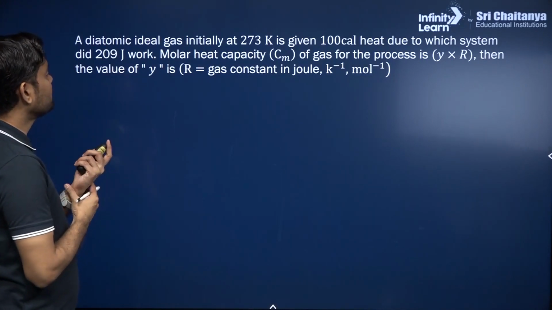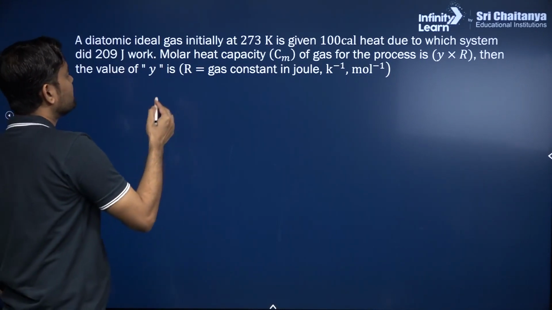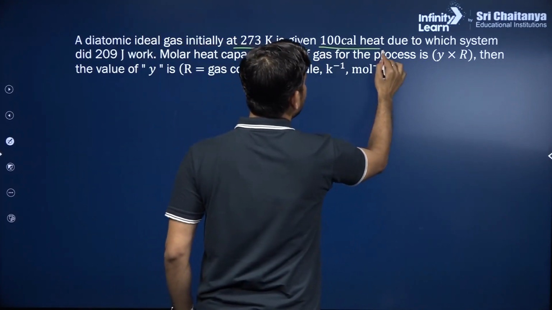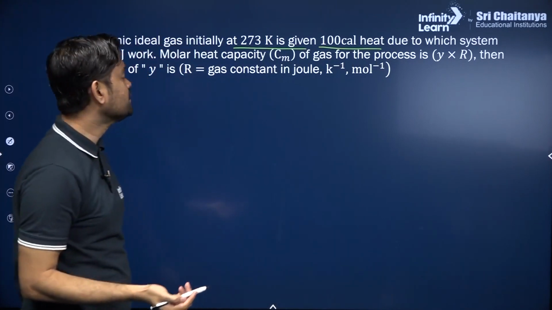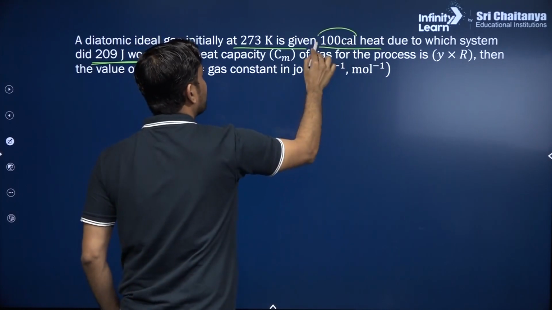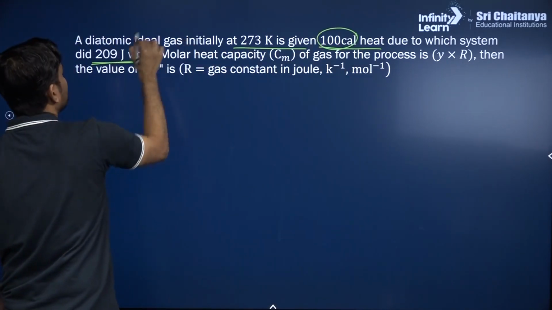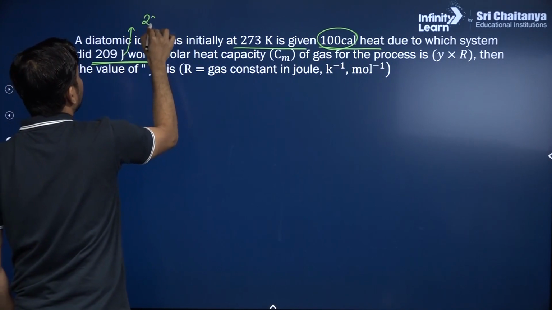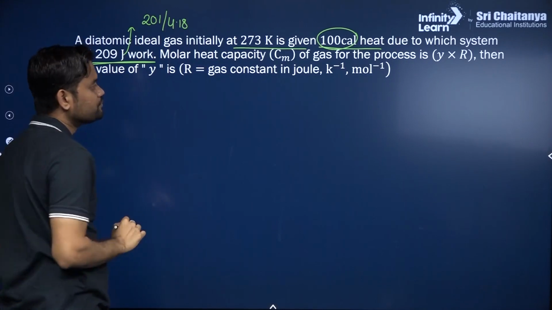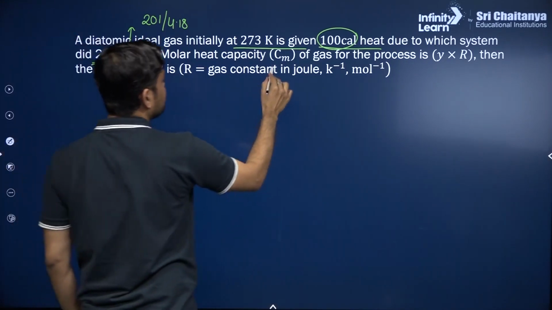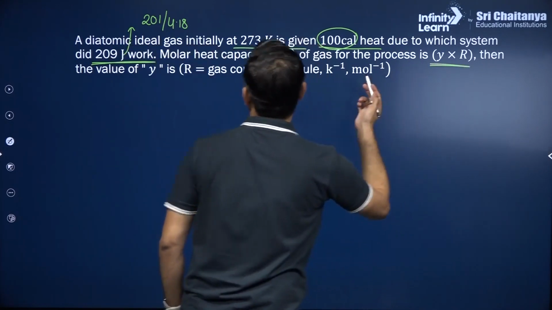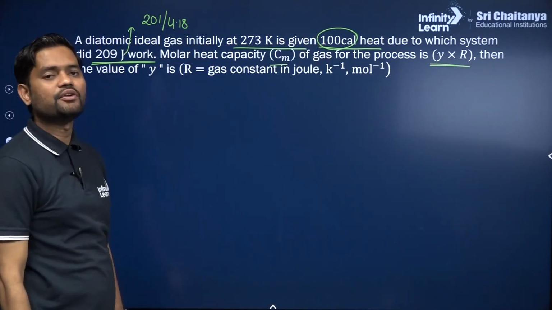Next question. A diatomic ideal gas initially at 273 Kelvin is given 100 cal heat, that is 100 calories of heat, due to which the system did 209 joules of work. Please make a note of it. Calories, joules. So first of all, I will convert this into calories, 209 by 4.18, that is you can take 4.2 also. The molar heat capacity Cm for the gas for the process is Y into R, where R is the ideal gas constant, and you need to calculate Y.